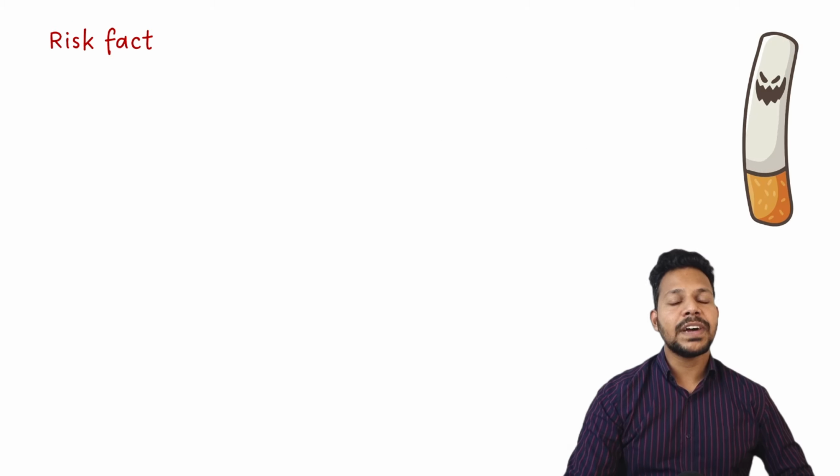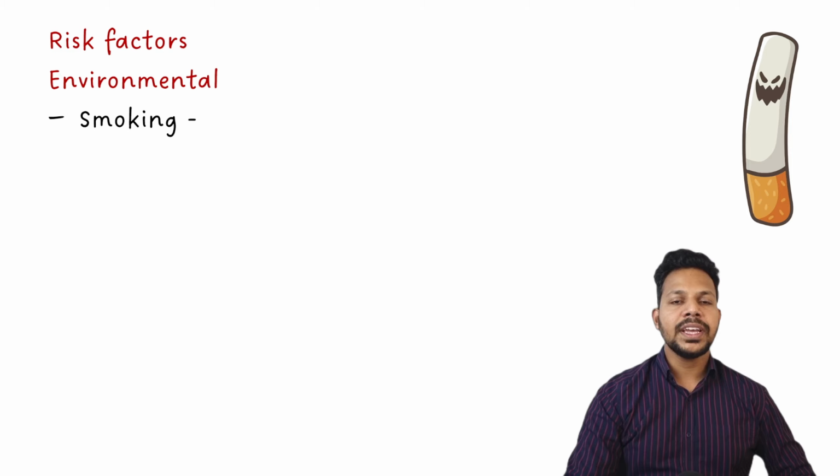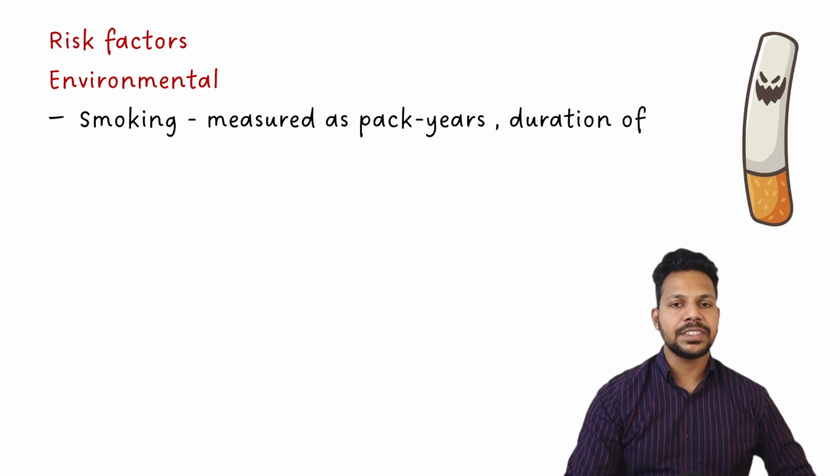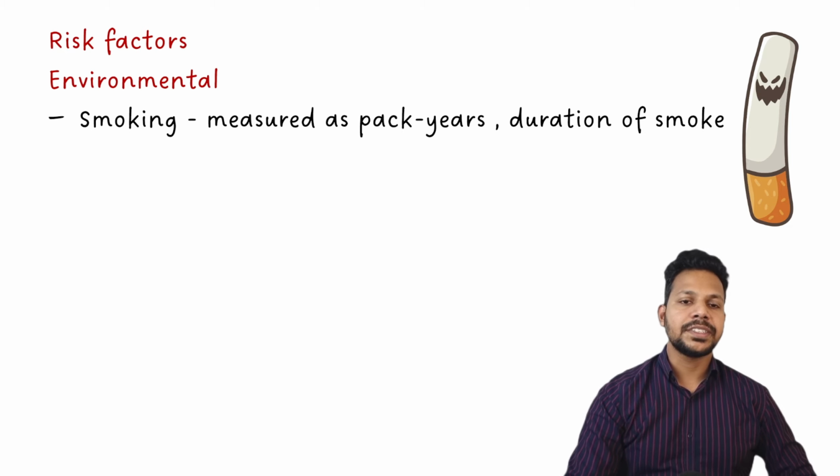Now let's look at the risk factors for COPD. We have environmental risk factors, and smoking is the commonest one. Smoking exposure is measured in the number of pack years, which determines the duration of smoke exposure. The pack years is calculated using the formula: number of packs of cigarettes that the patient consumes per day times the number of years that the patient has consumed cigarettes.